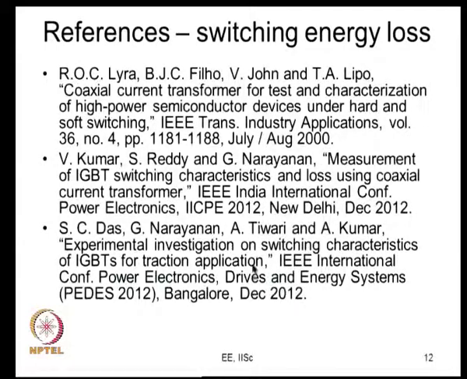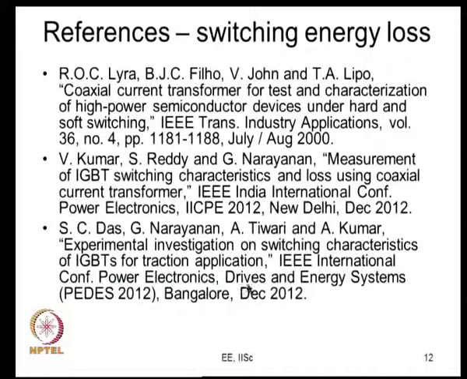The third one is also something similar, whereas in the first two cases they use the coaxial current transformer, here a Rogowski coil is used, and these are actually high power traction converters. So, in traction converters, how would you measure the switching characteristics of IGBTs? That is what it is about.